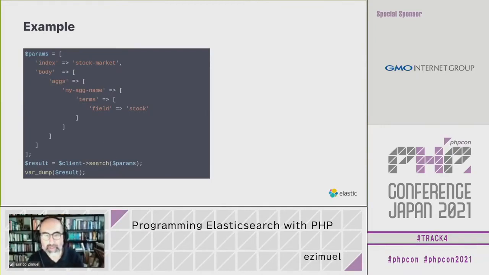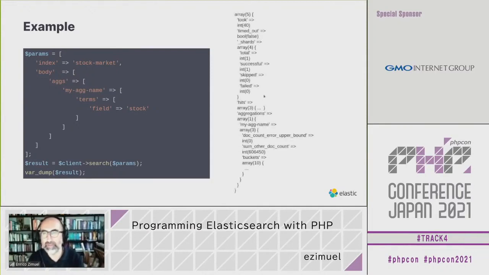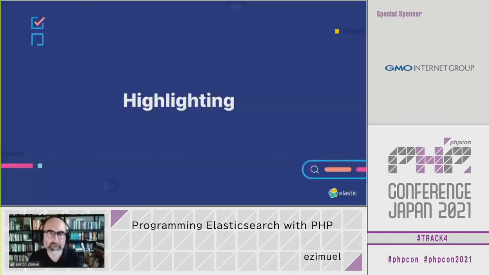Again, we are providing a search. And this is the result, where you can see in the aggregation my agg name, which is the name that you specified in the aggregation. And the results are under the buckets field. So this is the way the results of the aggregation are given.